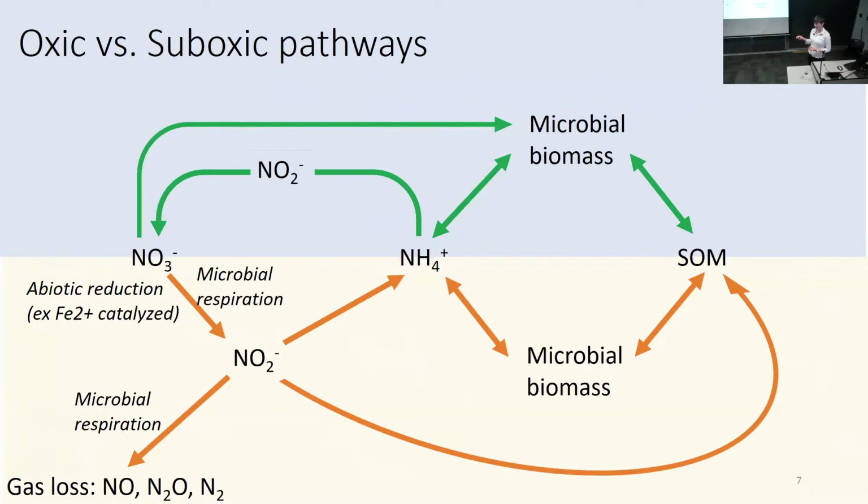And under suboxic conditions, nitrite is the first intermediary, and it's actually pretty reactive. It doesn't stick around very long, but that's because it is so reactive. So it can actually react abiotically with different compounds in the environment, such as soil organic matter. And it's also often reduced further and lost from the system.